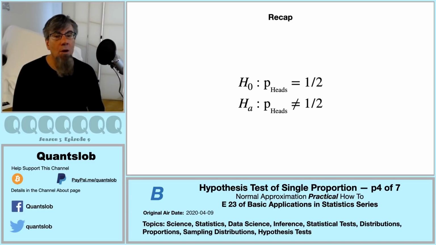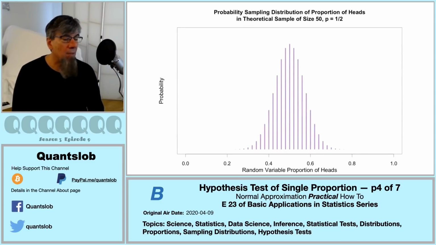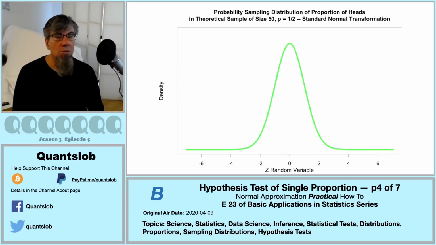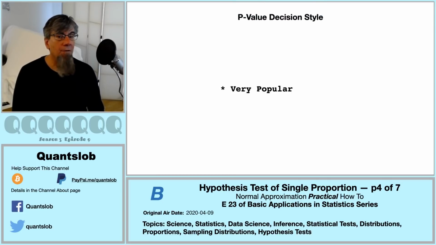We assume we are in possession of a fair coin, but we are prepared to challenge this belief if the result of 50 flips provides us with statistical evidence to the contrary. Now, we use the normal approximation, a standard normal distribution, to approximate, or if we prefer, to model the sampling distribution of our sample statistic, the proportion of heads.